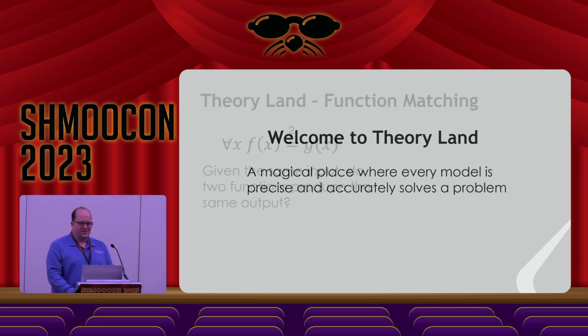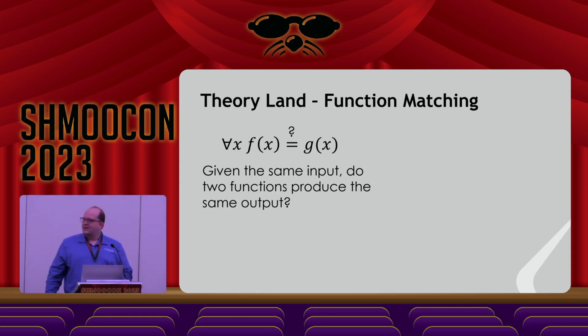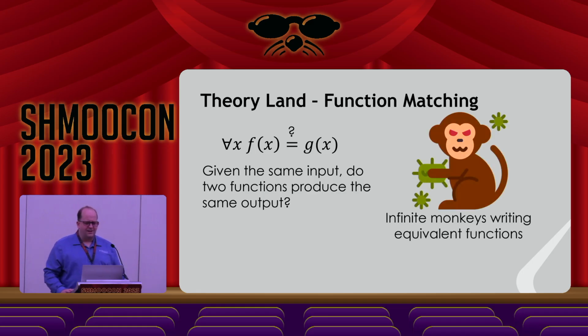So for function matching in Theoryland, they'll be saying things like, for all the same inputs to a function, does this other function produce the same outputs? And then you can find, theoretically, the matching function. But this is like written as if you have an infinite number of monkeys writing equivalent functions. And this is very hard to solve.